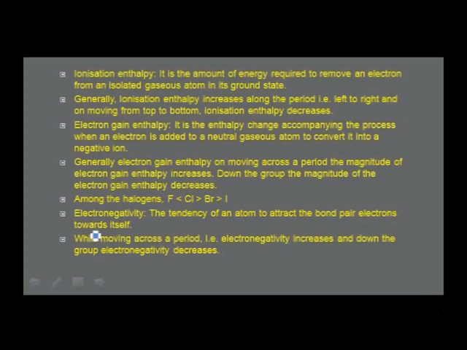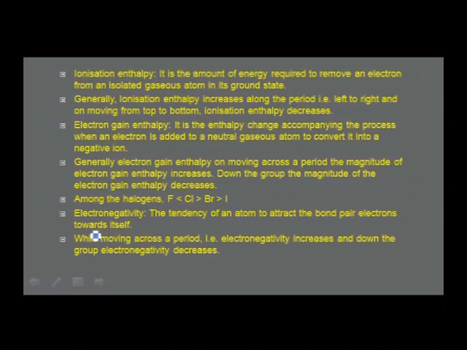Ionization enthalpy is the amount of energy required to remove an electron from an isolated gaseous atom in its ground state. Generally, ionization enthalpy increases along the period, that is left to right, and on moving from top to bottom, ionization enthalpy decreases. Again, you should know there are several factors which influence the variation of ionization enthalpy. The various factors are screening effect, nuclear charge, and the nature of the orbital in which the electron is present.